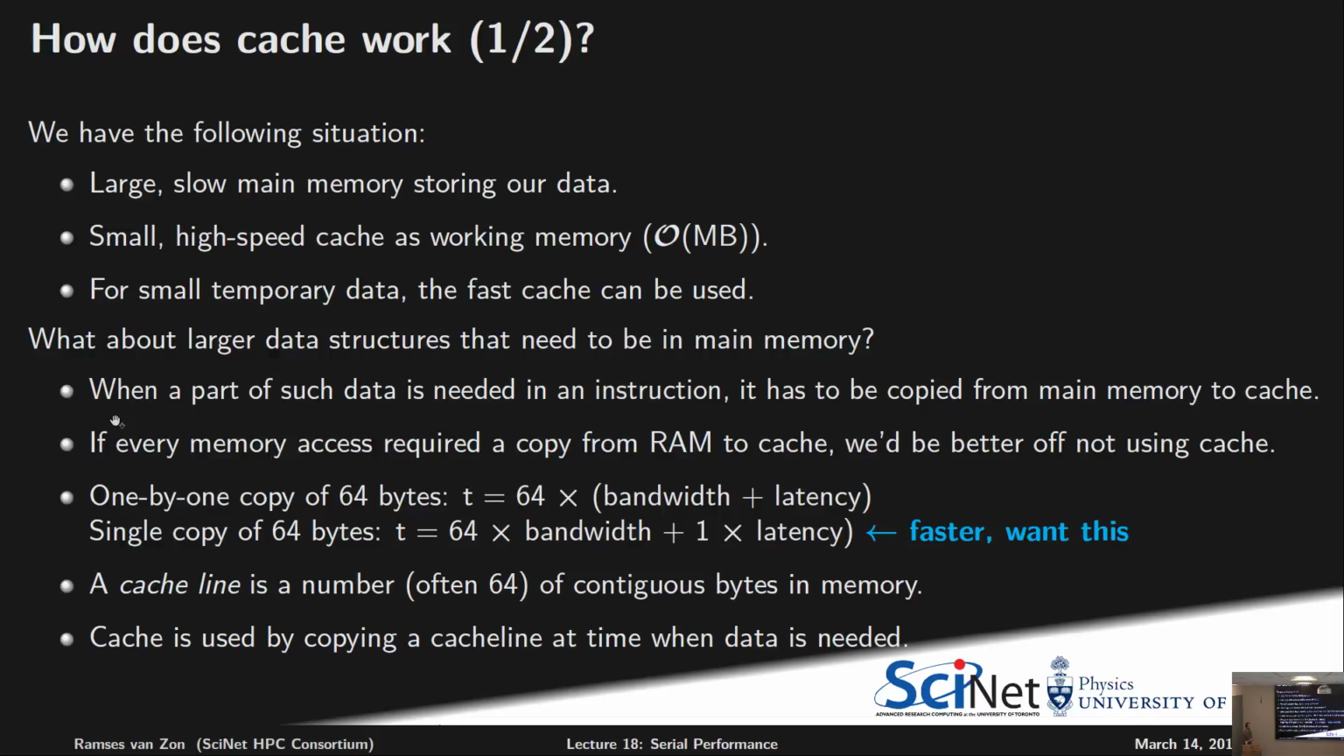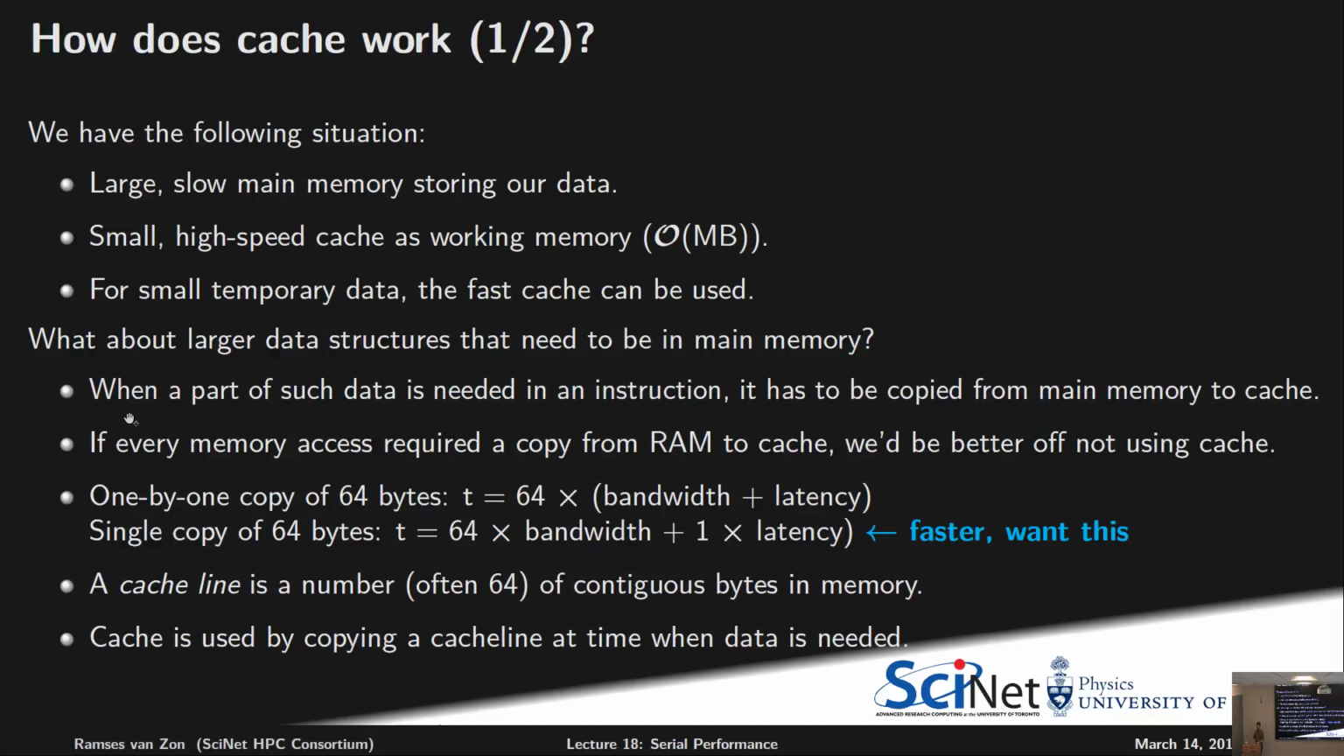Okay? Now, if that had to happen every time we access main memory, we copy from main memory to cache and then into register and do something with it, then we might as well not have cache because it's probably faster to just copy from main memory directly into registers.